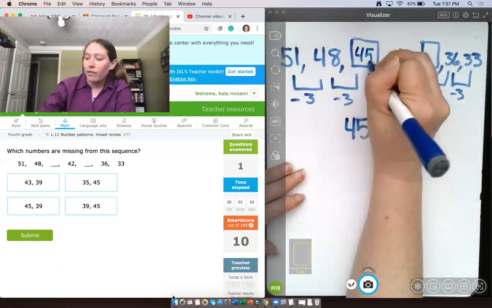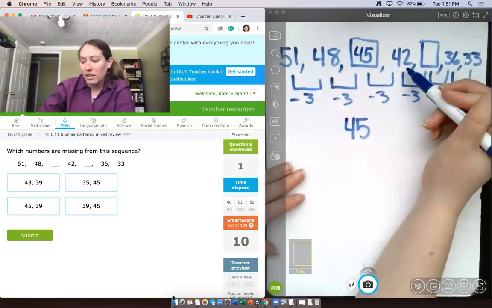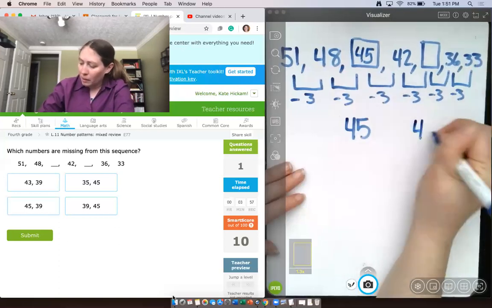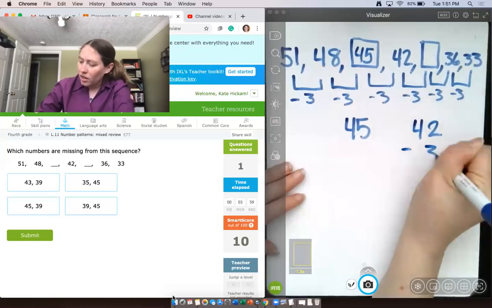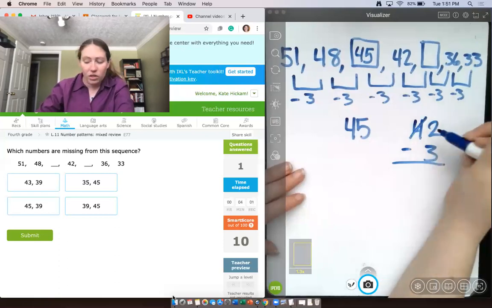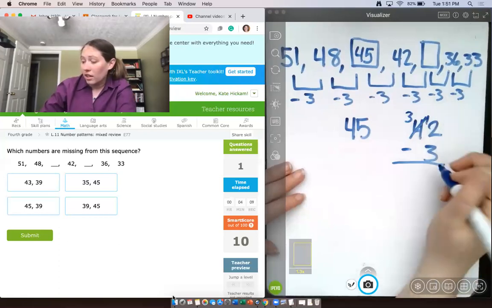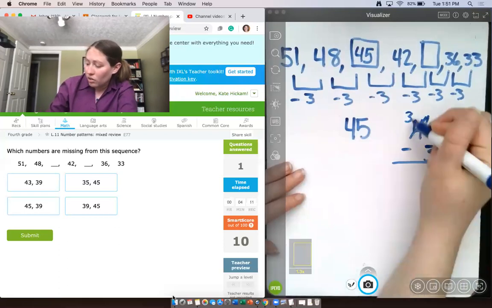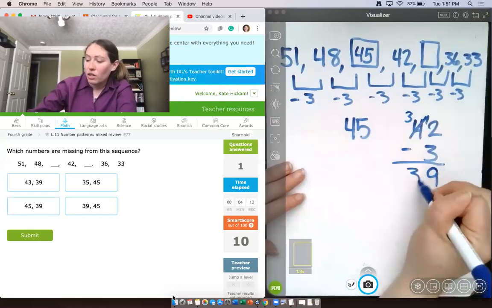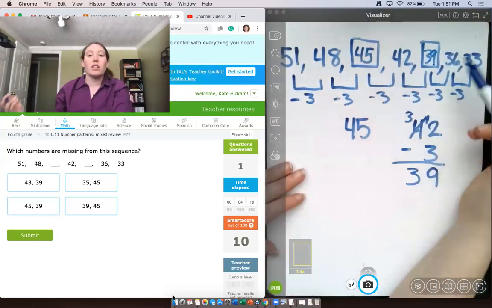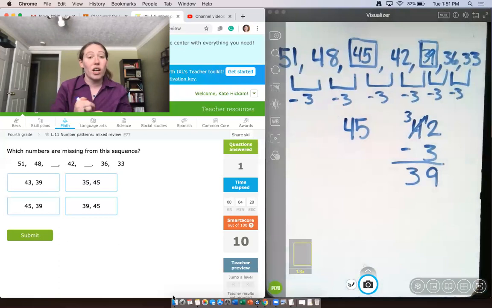And then 42 minus 3. 2 minus 3 equals, can't do it. Cross out the 4, write a 3, add a little 1. 12 minus 3 equals 9. 3 minus 0 equals 3. So this is 39. 39 minus 3 equals 36. So I know that mine have checked out.